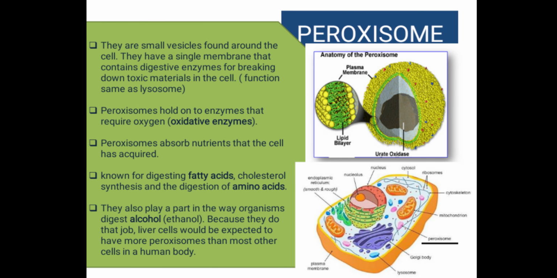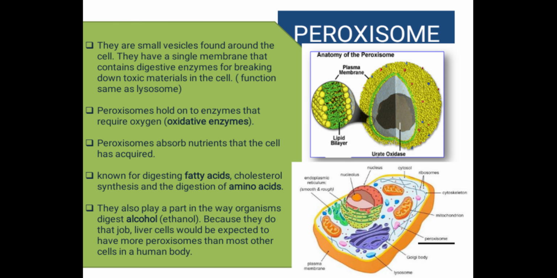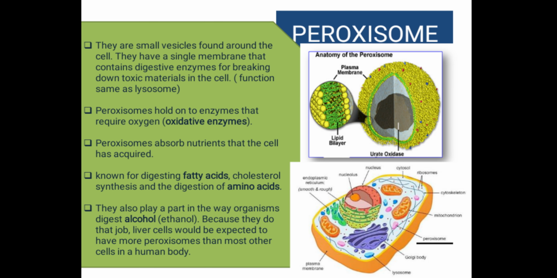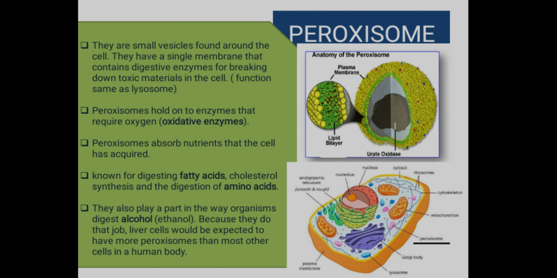After that, the peroxisome is also an important organelle used for breaking down toxic materials in the cell. It functions the same as the lysosome, but is mainly involved in digestion of alcohol, fatty acids, and amino acids.